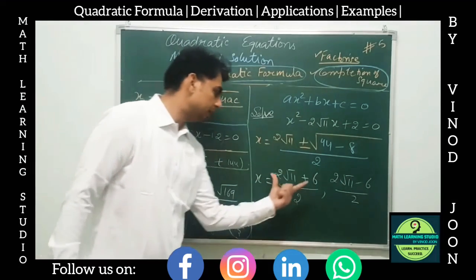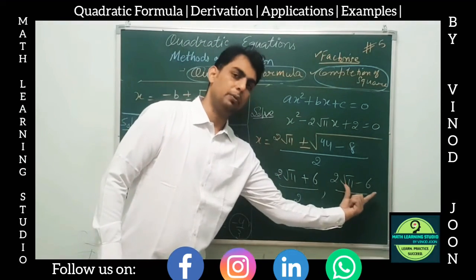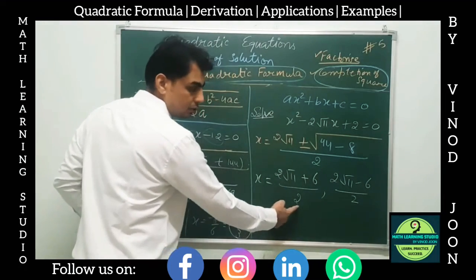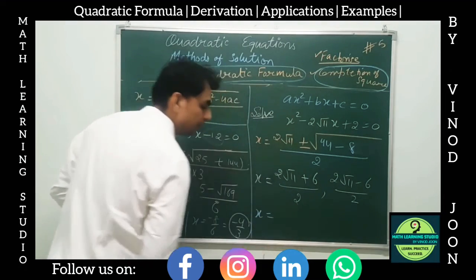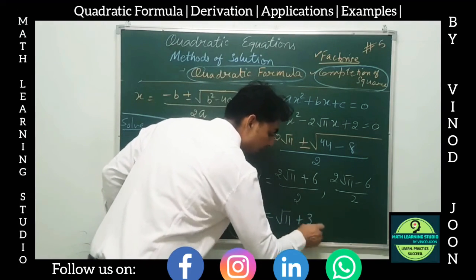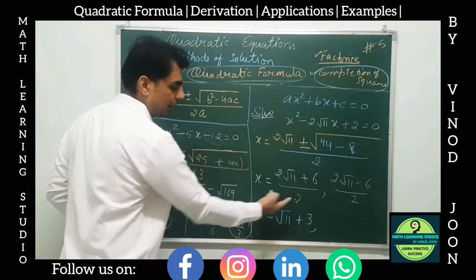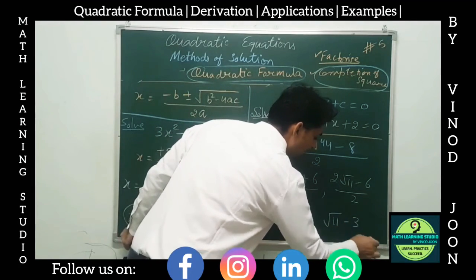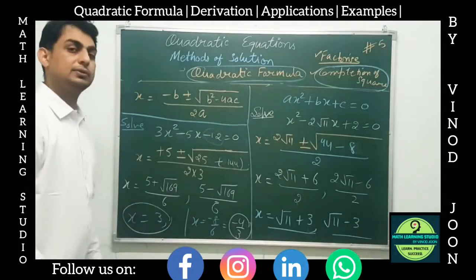Now, what we can do is from the numerator, on both sides, we can take 2 as common and then we cancel this 2. So the final values of x will be root 11 plus 3, because 2 is taken out as common and that was cancelled. And the second value will be root 11 minus 3. So we got these two values here.